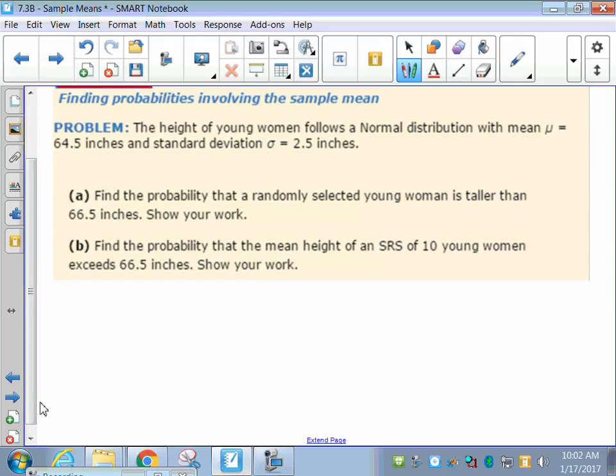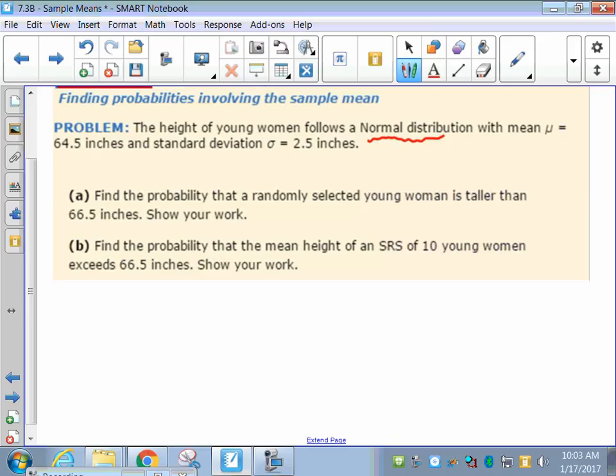Young women's heights, finding probabilities involving the sample mean. So the height of young women follows a normal distribution with mean mu equals 64.5 inches and standard deviation of 2.5. Notice they tell you normal. So if the population's normal, so is the sampling distribution of X bar. So for A, find the probability that a randomly selected young woman is taller than 66.5.